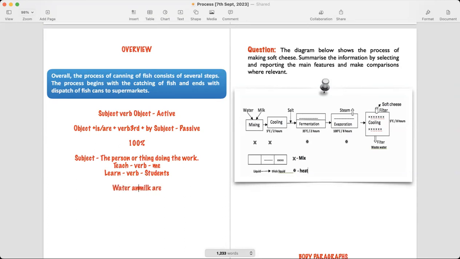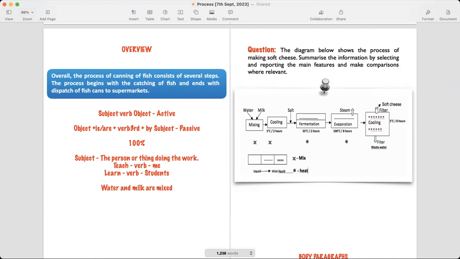So I wrote that water and milk are. Now after are, we are going to write the third form of the verb. For example, here the verb is mix. So our verb third form will be mixed. Is it clear? That's how you make sentences, and they'll never go wrong if you follow this step. Make your thinking like that.